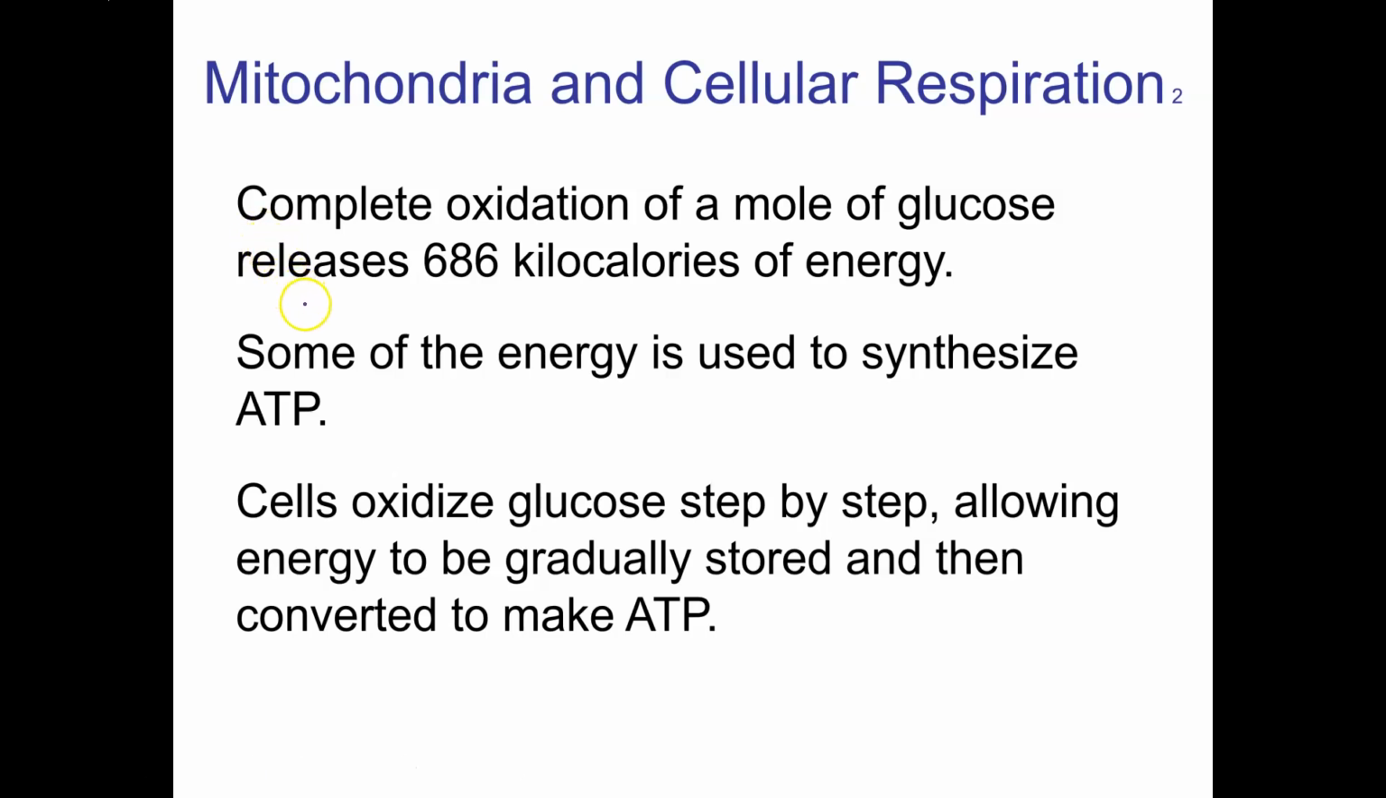So when we look at the amount of energy we produce in cell respiration, we can produce a total of 686 kilocalories of energy. And that energy then is used to drive the production of ATP. And so the cells use that ATP then to oxidize other glucose molecules, allowing more energy to be produced and more metabolic reactions to occur.